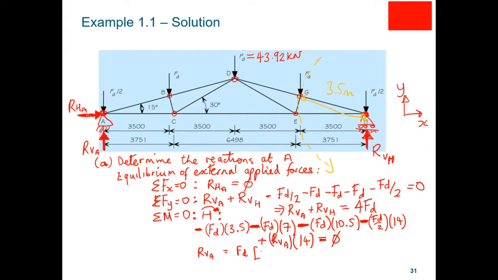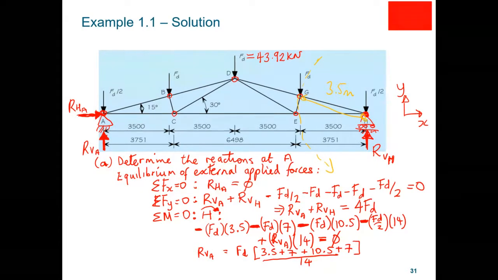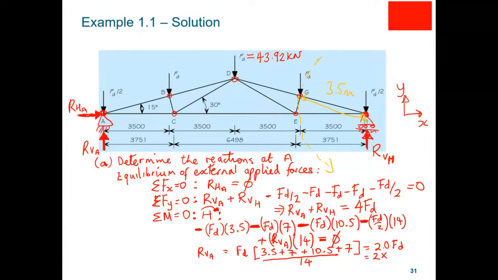so they're all minuses, so Fd into 3.5 plus 7 plus 10.5 plus 14 over 2, which is another 7, because 14 divided by 2 is 7. And then I had 14 times the RA, so I'm going to divide all that by 14. When I work that out, I think it's 2.0 times Fd. So that's 2 times an Fd.